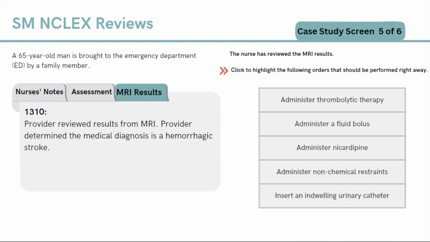So moving on to our next question, we obtain MRI results. Review the MRI results and complete the next question we have. So timestamp for 1310. Provider reviewed results from MRI. Provider determined the medical diagnosis is a hemorrhagic stroke. So the nurse has reviewed the MRI results. Click to highlight the following orders that should be performed right away. Administer thrombolytic therapy, administer a fluid bolus, administer nicardipine, apply non-chemical restraints, or insert an indwelling urinary catheter.